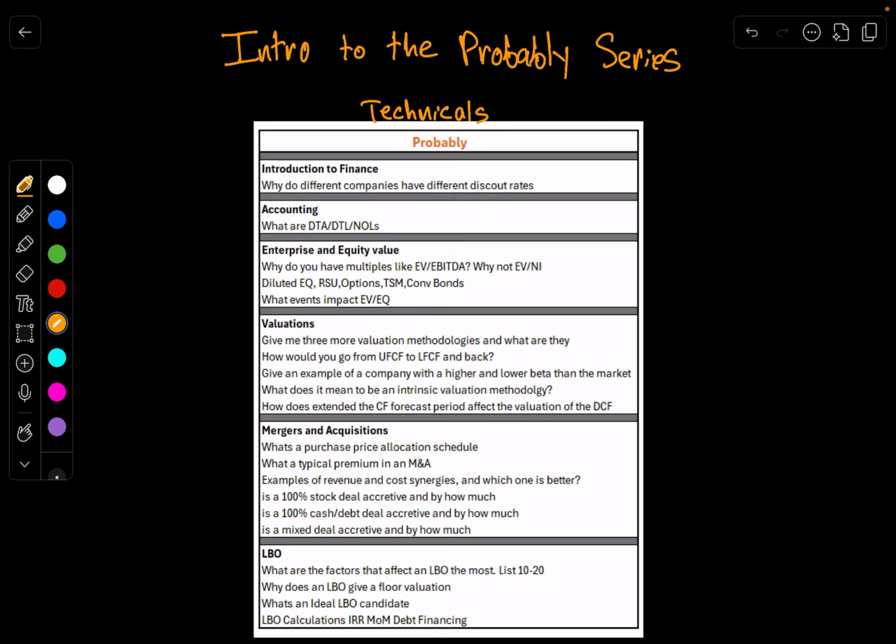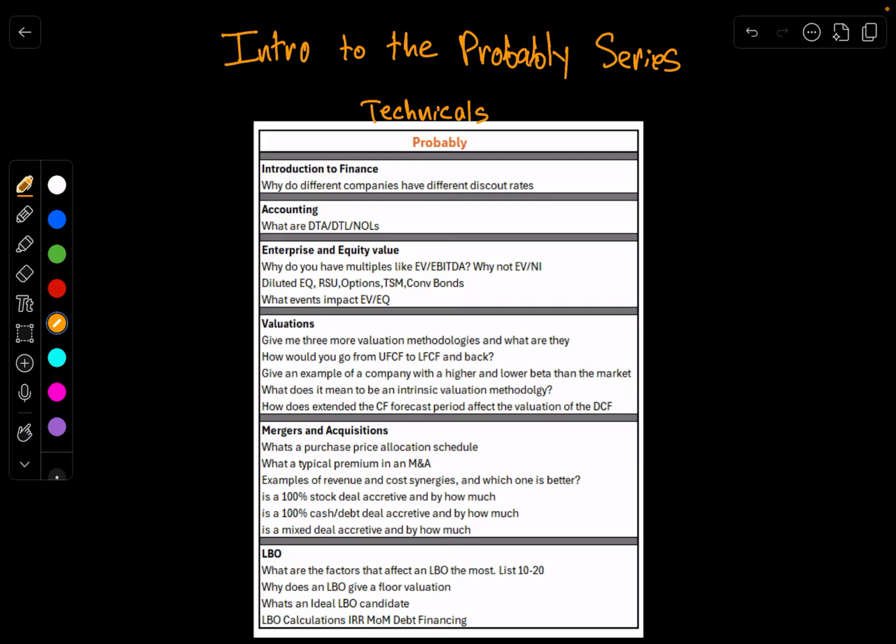Now let's talk about enterprise value and equity value. We did a lot of content in the Definitely series, but we're going to be talking more around why we can't pair enterprise value with net income. We're going to be talking about diluted equity value, RSUs, options, the treasury stock method, the convertible bonds, how to convert that into equity value. We're also going to be talking about how different events impact our enterprise value and our equity value.